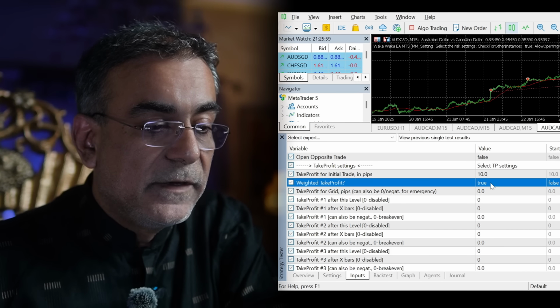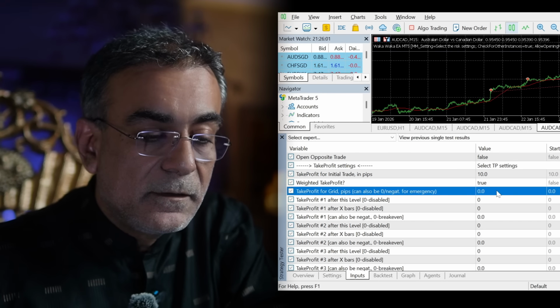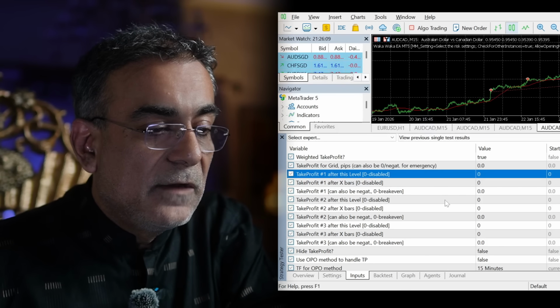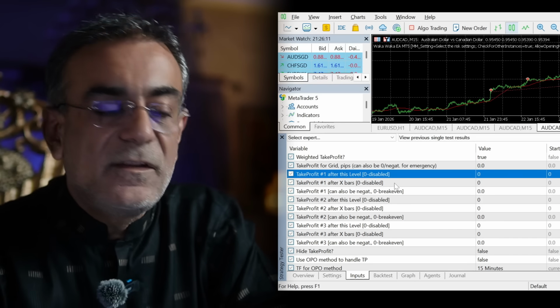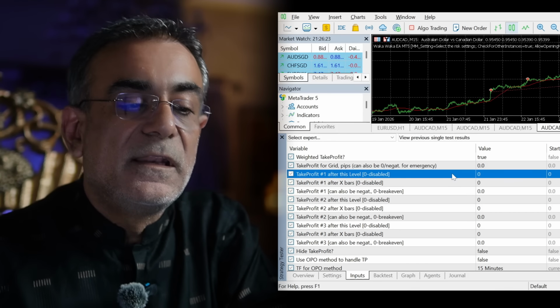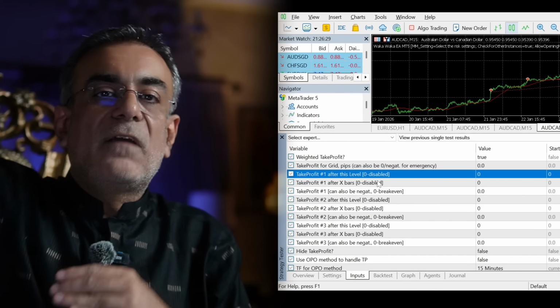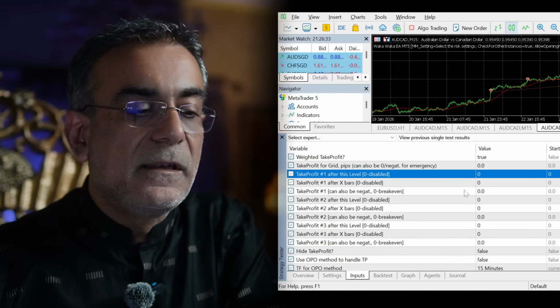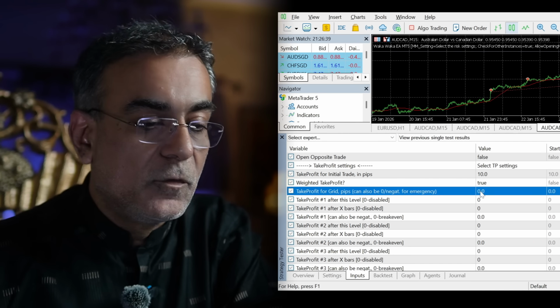Take profit and the weighted take profit and the grid take profit, if it is going to be different from the initial take profit. And then you have these two additional settings which can probably come and help, which is take profit after a certain level. So let's say 4 levels I've opened, then you might want to have a different TP than if it was just up to grid 2.